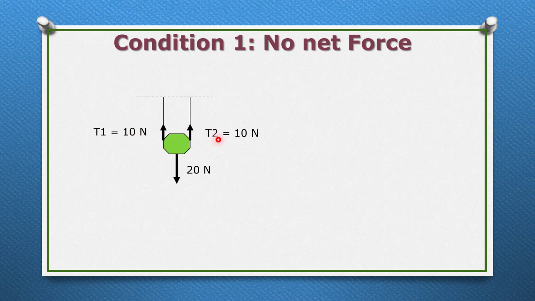Okay, so over here again the same case, the body is present over here. Tension T1 is 10 newtons, T2 is 10 newtons, and weight acting downward is 20 newtons. So the forces which are acting in the upward direction are equal and opposite to that of the downward direction. So these forces will cancel the effect of each other, and the body will be at rest under the action of certain forces. So it will be in a state of static equilibrium because the body is not moving.